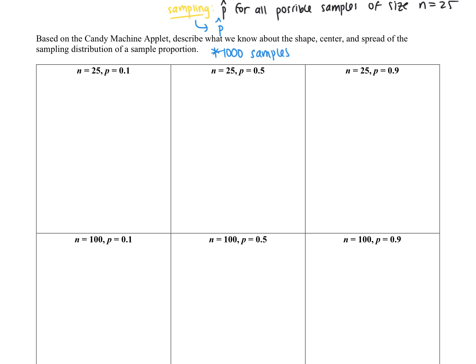So if you want to look up here, in the interest of time, I just want to start talking and see what did we see. Okay, first let's talk about center. We should have seen that in this first graph the center was around 0.1, second graph the center was around 0.5, third graph the center was around 0.9. Okay, why is that?